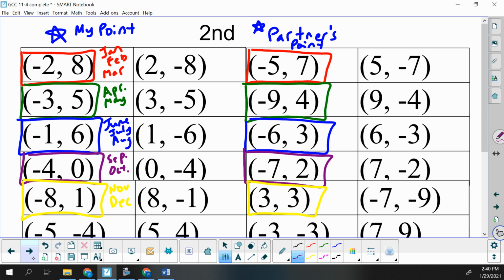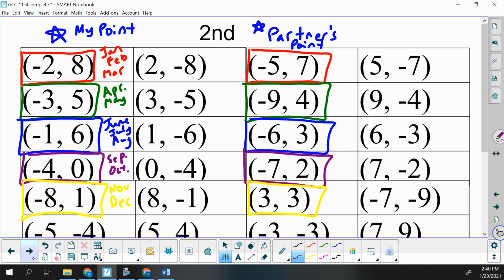If your birthday is in January, February, or March, you're going to be the reds. If your birthday is in April or May, you're going to be the greens, the second row there. The third row, the blues, is going to be if your birthday is in June, July, or August. The purple boxed ones are going to be September, October birthdays, and November, December birthdays are going to be in yellow.